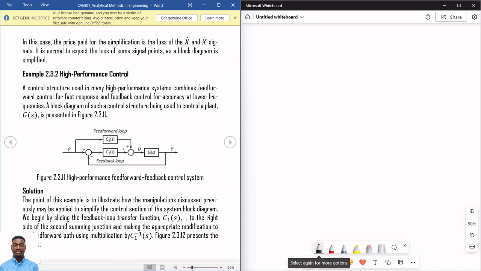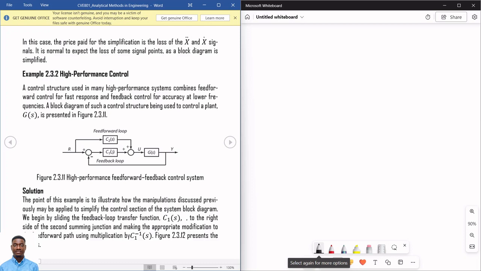So here is another one. We have this high performance control system here. We are told to reduce this same high performance control system from this complex outlook here into a BFS, having just one feed forward and one feedback loop. So the first thing is to understand the model here. That's the first thing. And look at it.